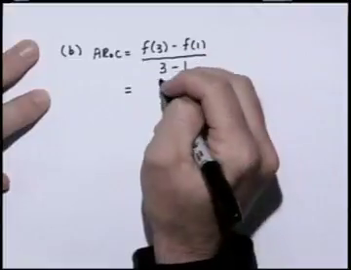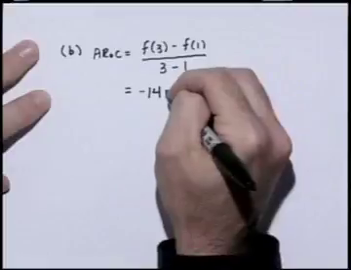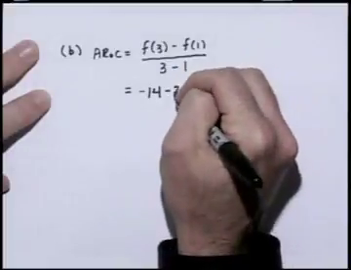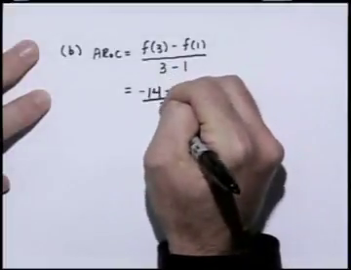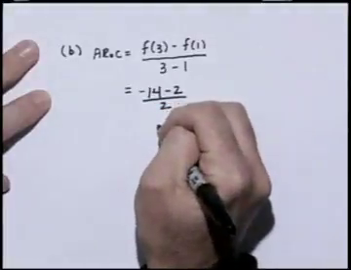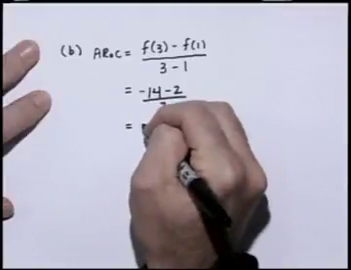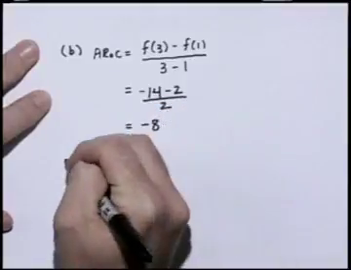Well, if we find f of 3, we determine it to be negative 14. F of 1 is found to be 2, and that's all going to be divided by 2. Negative 14 minus 2 is negative 16. Negative 16 divided by 2 is negative 8.